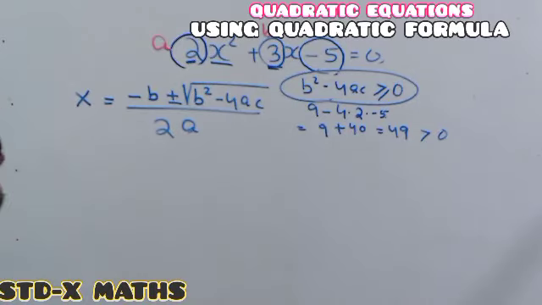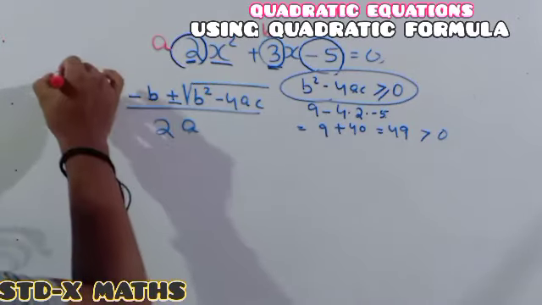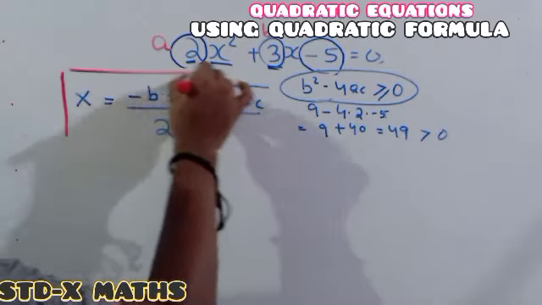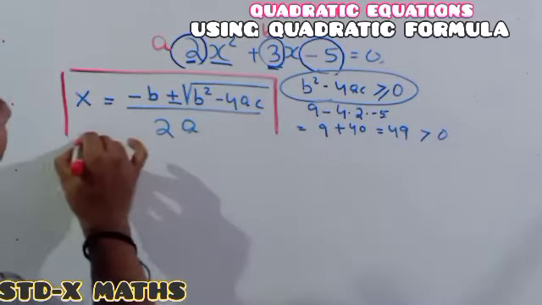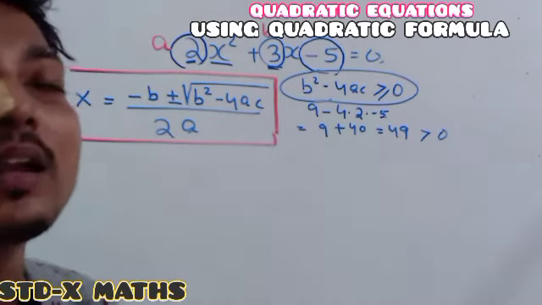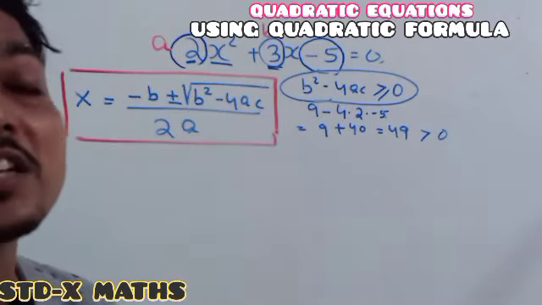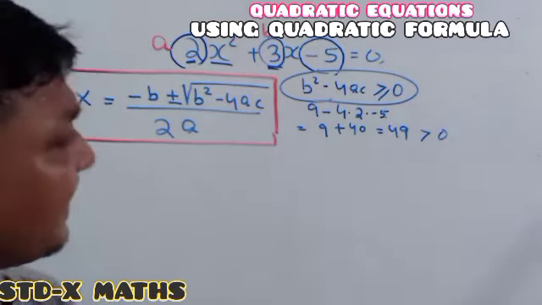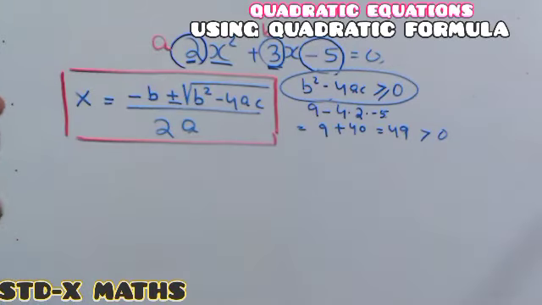Directly remember the formula: x is equal to minus b plus or minus the square root of b square minus 4ac, divided by 2a. The name of the formula is the quadratic formula. Otherwise, its other name is Sridhar Acharya's formula. Understood? Then after that you have to put in the values of the variables.